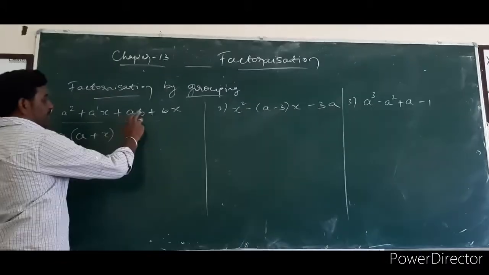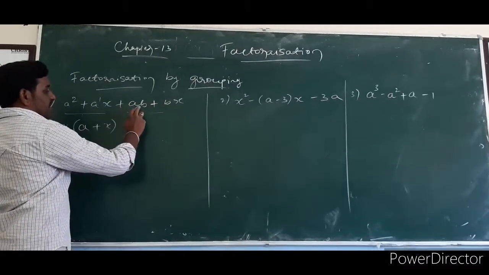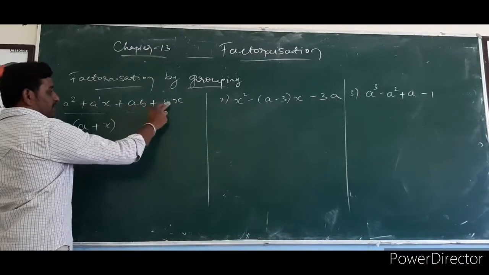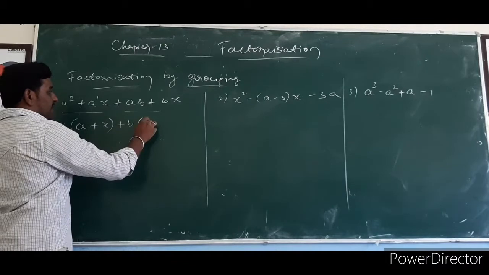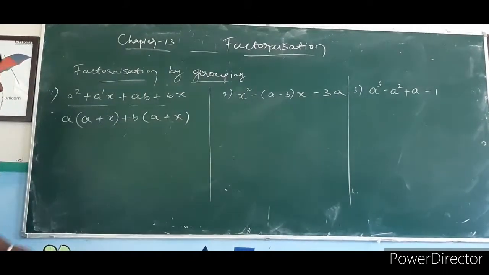In this one, ab plus bx. Which has the common factor? b is the common factor in these two. So you can take plus b outside. So what is remaining here? a plus, in this one b is already taken outside, so a plus x. Look at this.